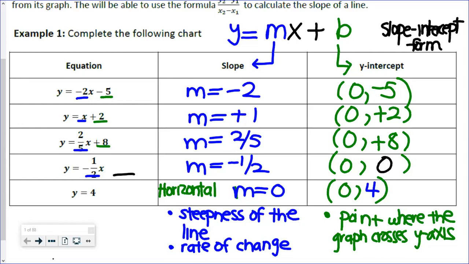Now for this question over here, y is equal to 4. Do I have a slope? Do I have an mx? Not a vertical asymptote. No, I do not have an mx. So in that case, my slope is equal to 0 because it kind of doesn't exist. And I only have a y-intercept because I have a horizontal line. Okay, so make special note of the horizontal line.